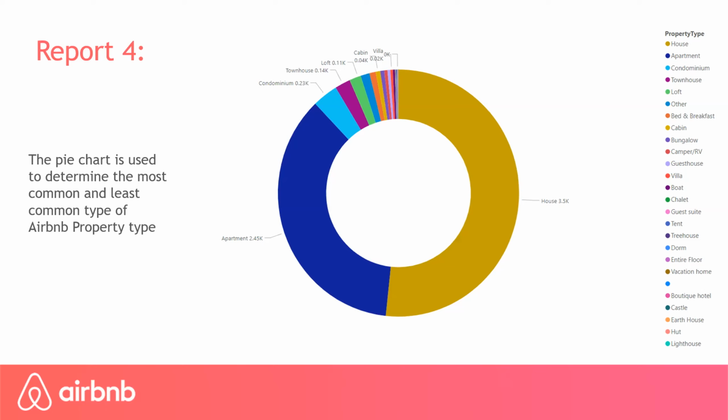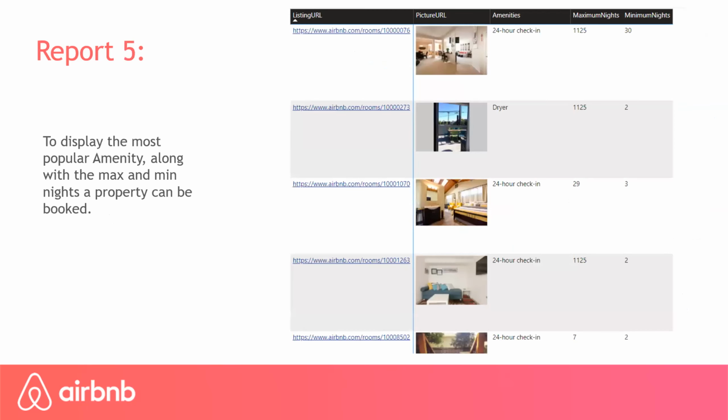And finally, our last report is used to visualize amenities along with the maximum and minimum nights a property can be booked. We can also look at the property by clicking on the respective URL links. And that's the end of our presentation.